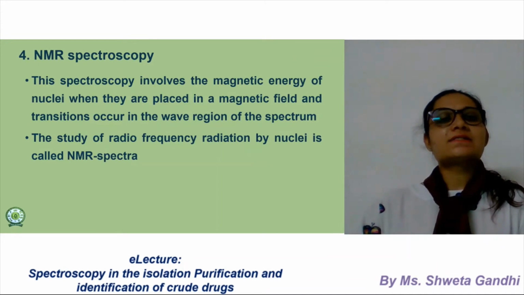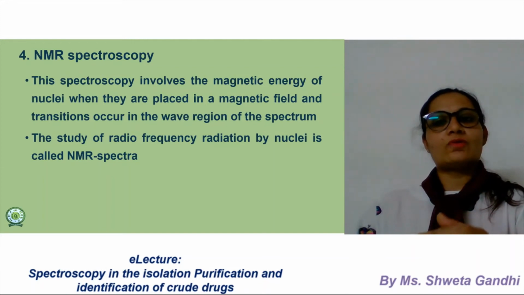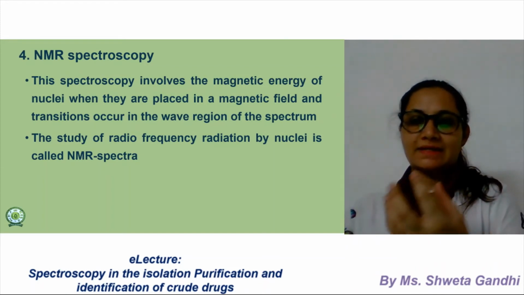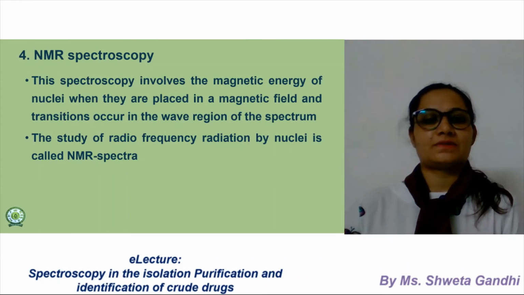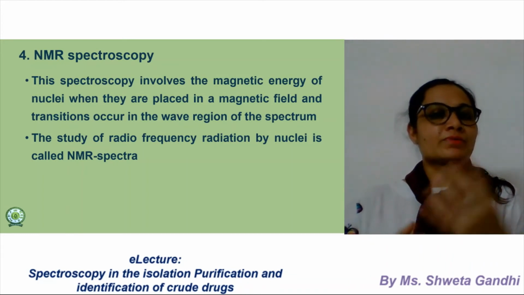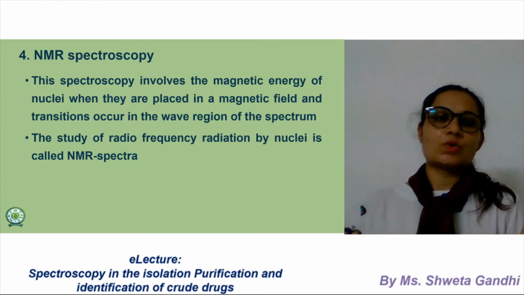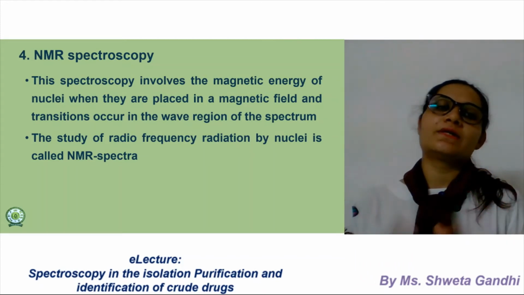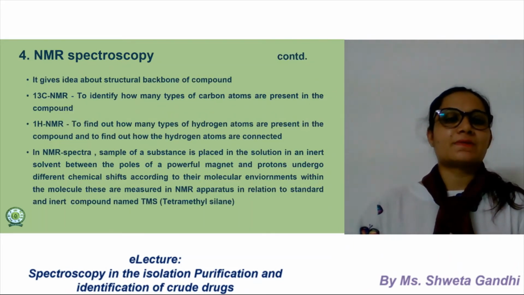Now the last is NMR spectroscopy. This spectroscopy involves the magnetic energy of nuclei when they are placed in a magnetic field, and transitions occur in the radio wave region. So the study of radio frequency radiation, meaning radiation at the frequency of nuclei, is called nuclear magnetic resonance. The name itself elaborates the definition. Now, what is an NMR spectrum?